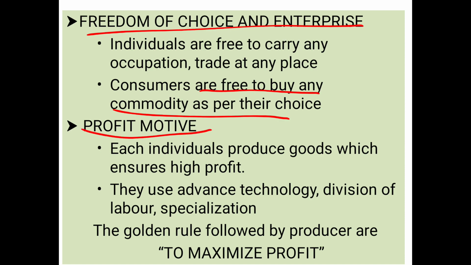Next one is profit motive. Since everything is based on private ownership, each individual produces goods which ensures high profit. They use advanced technology, they have division of labor, and they have specialization. Since it's a developed country, they have very good technology and they divide the labor force according to their technical skills, and they specialize themselves in their particular field. So what is the main motive behind it? To maximize profit. So every capitalist country is aiming for profit.